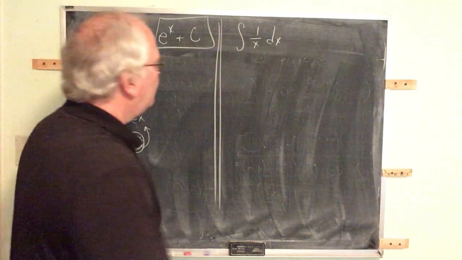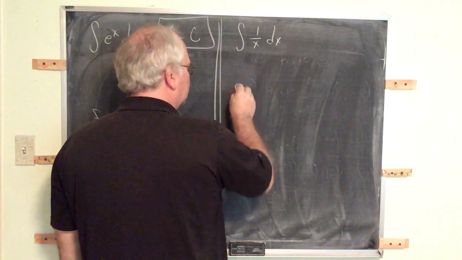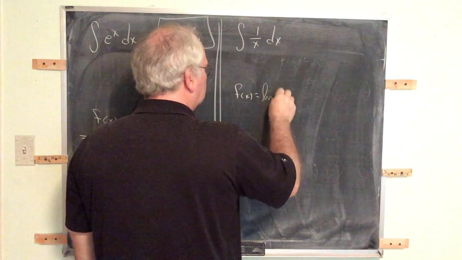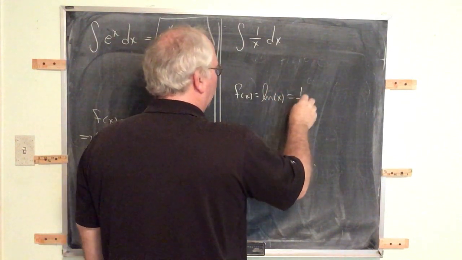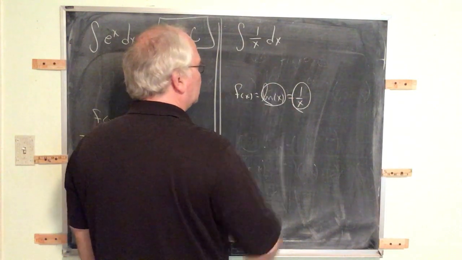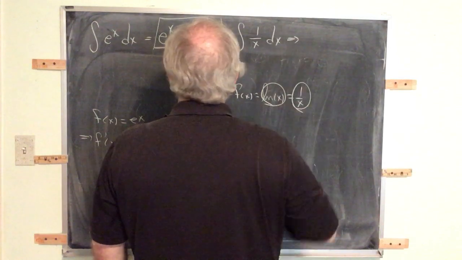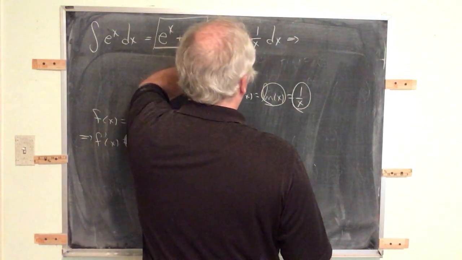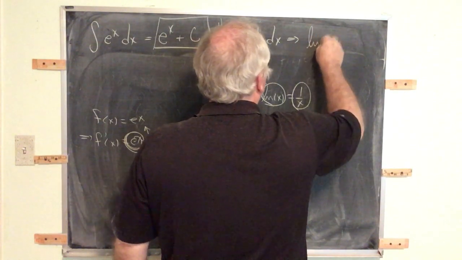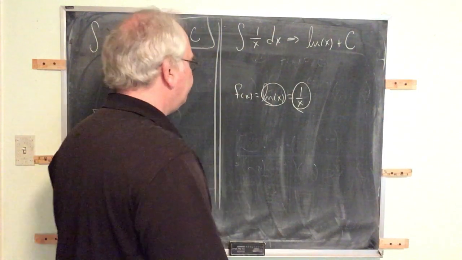Well, if the derivative of natural log of x is 1 over x, that means the antiderivative of 1 over x should be natural log. And sure enough, that's the case. The antiderivative of 1 over x is the natural log of x plus the constant.